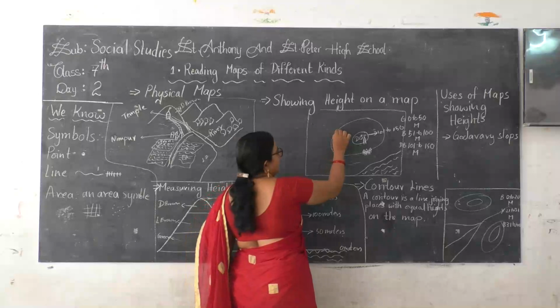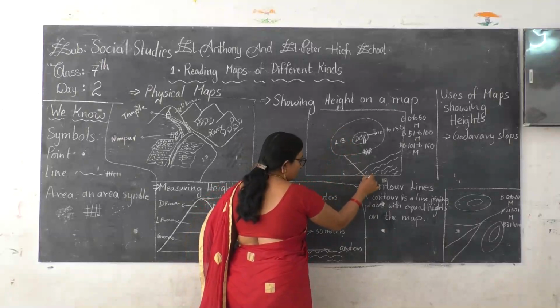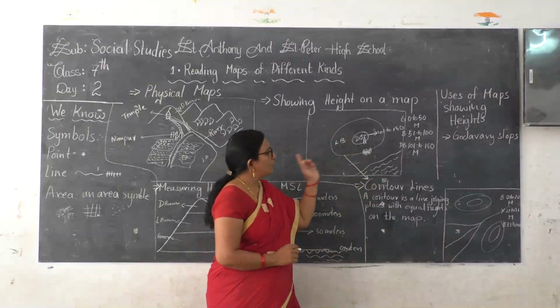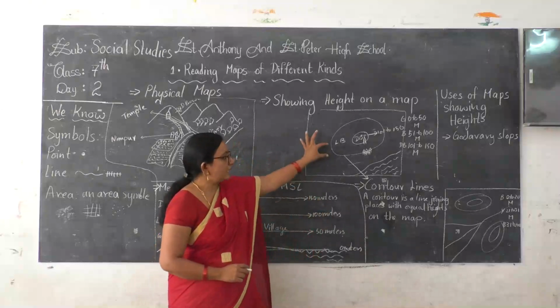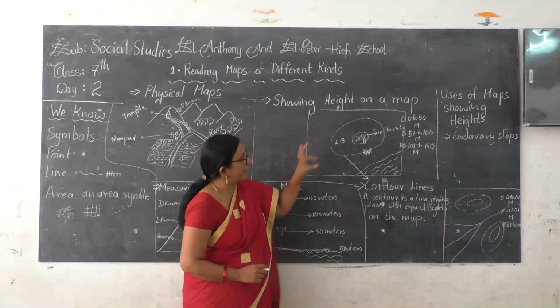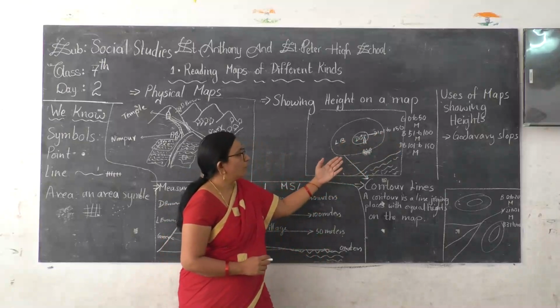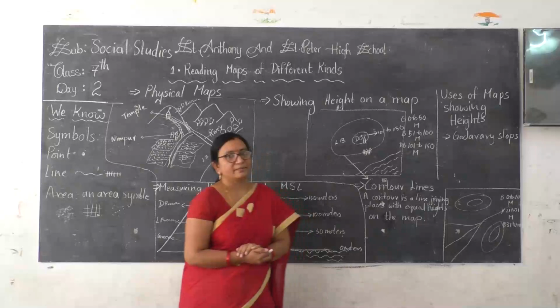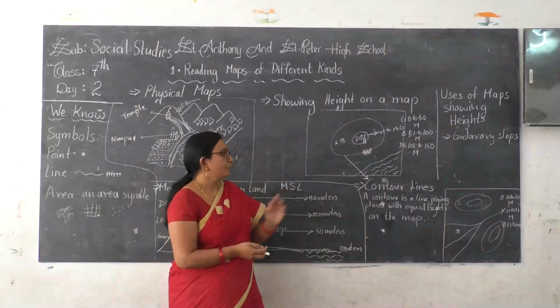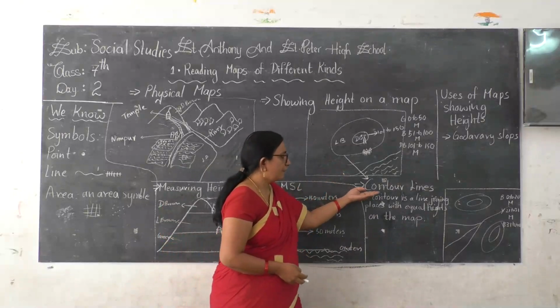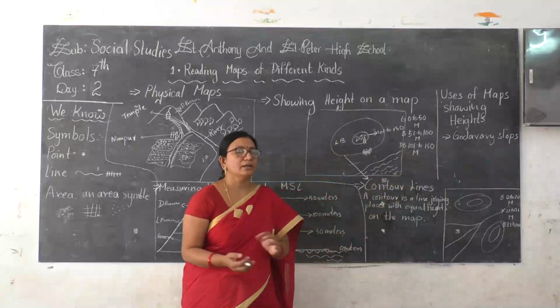So these lines are known as contour lines. What is a contour line? These lines are separating the heights from 101 to 150 and 51 to 100. The variation we can show. So this can be done with the help of contour lines. Actually, what are contour lines?